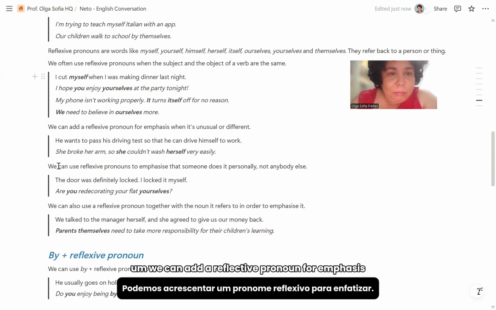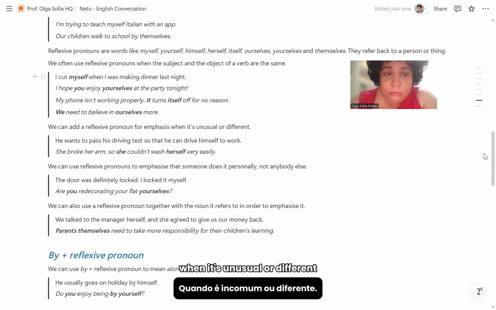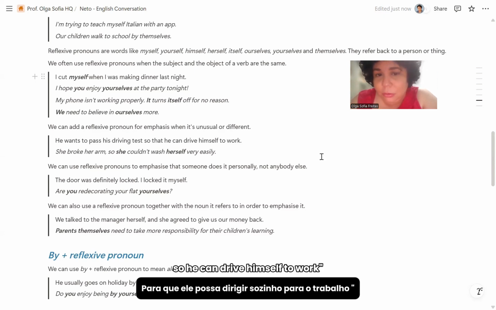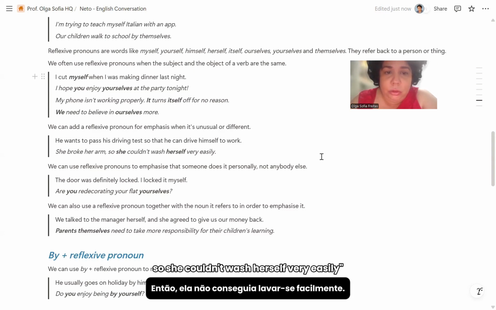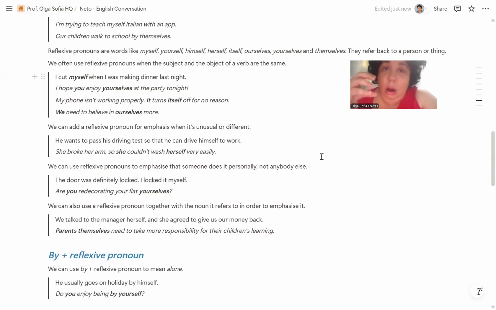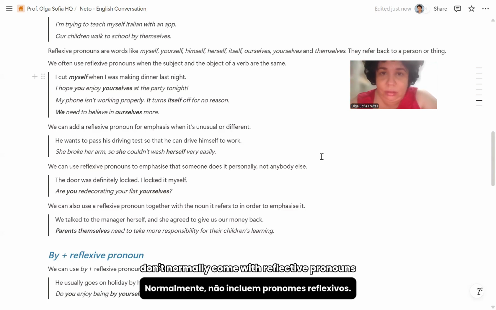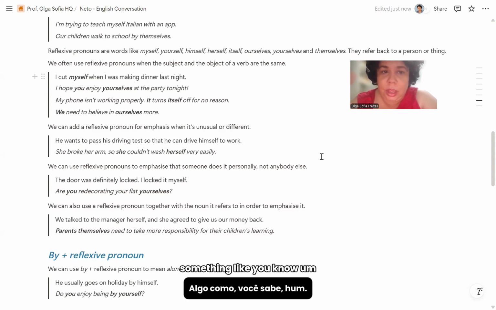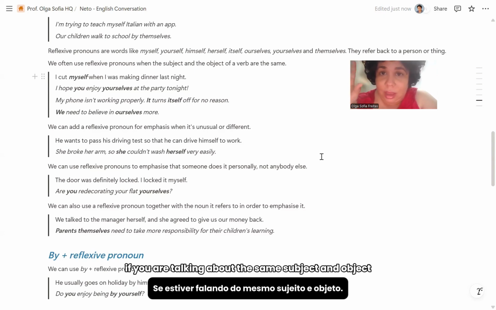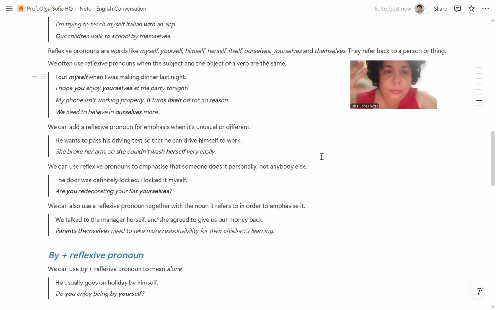So know yourself. We can add a reflexive pronoun for emphasis when it's unusual or different. For example, he wants to pass his driving test so he can drive himself to work. Or she broke her arm so she couldn't wash herself very easily. So even with verbs that don't normally come with reflexive pronouns, something like enjoy yourself or cut yourself, you can still use that verb with a reflexive pronoun if you are talking about the same subject and object, right?